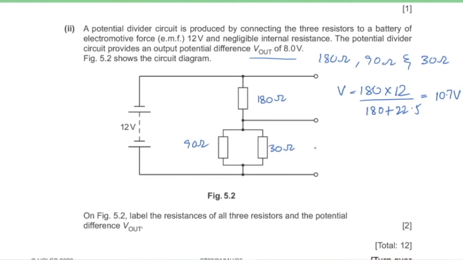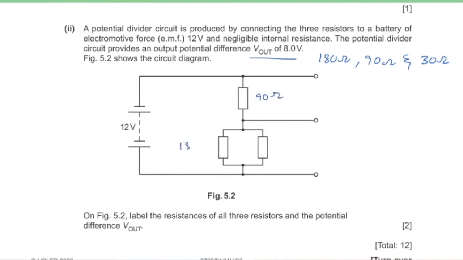This means that voltage across parallel combination of 90 and 30 would be 1.33 volts. That is subtraction of 10.7 from 12. Neither of these is giving me V out of 8 volts, which means this is not possible. Now, what if we put 90 ohms here and 180 in parallel with 30 ohms?